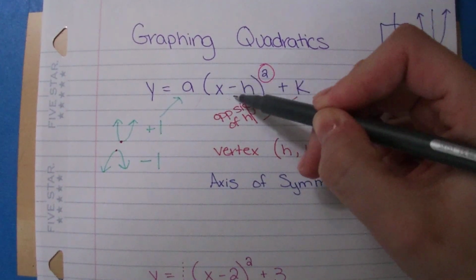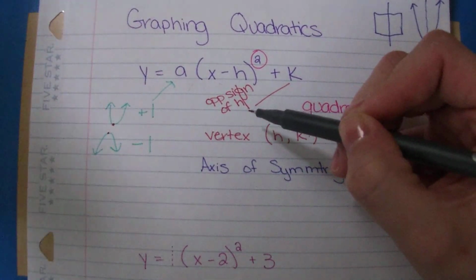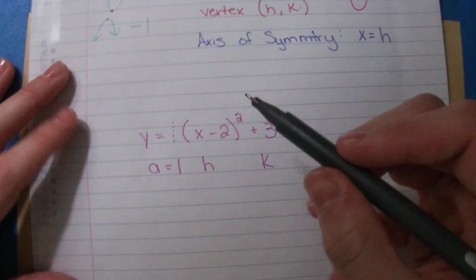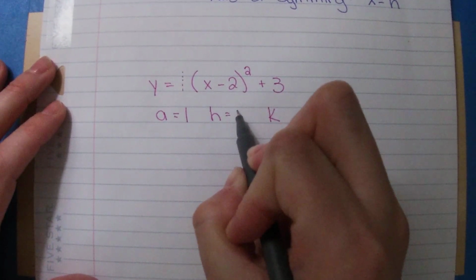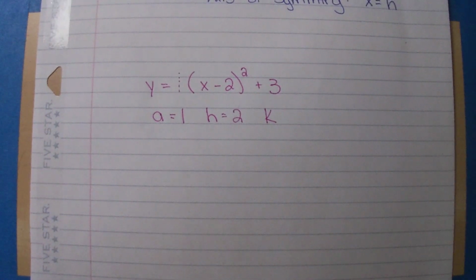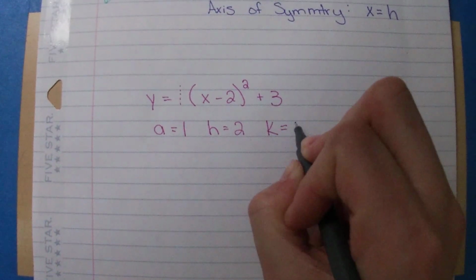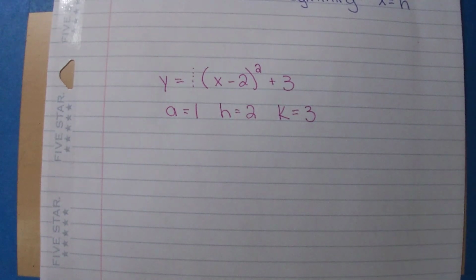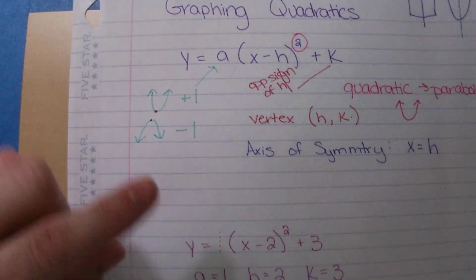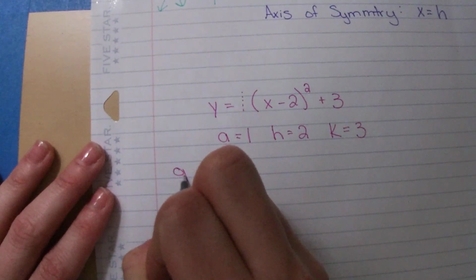h is what's sitting with the x inside the parentheses. And remember, we said we had to take the opposite sign of it. So the opposite sign of negative 2 is a positive 2. Now, we do not want to take the opposite sign of k. That stays the same, so k is going to equal 3. So a is 1, h is 2, k is 3. So knowing that information, a is positive 1, so that tells us that we are going to get a parabola that opens up.